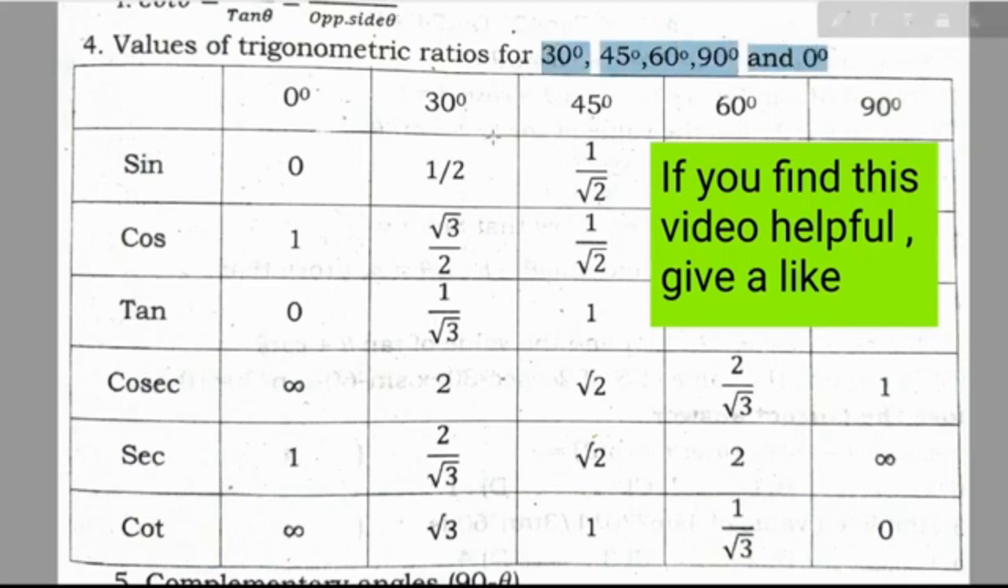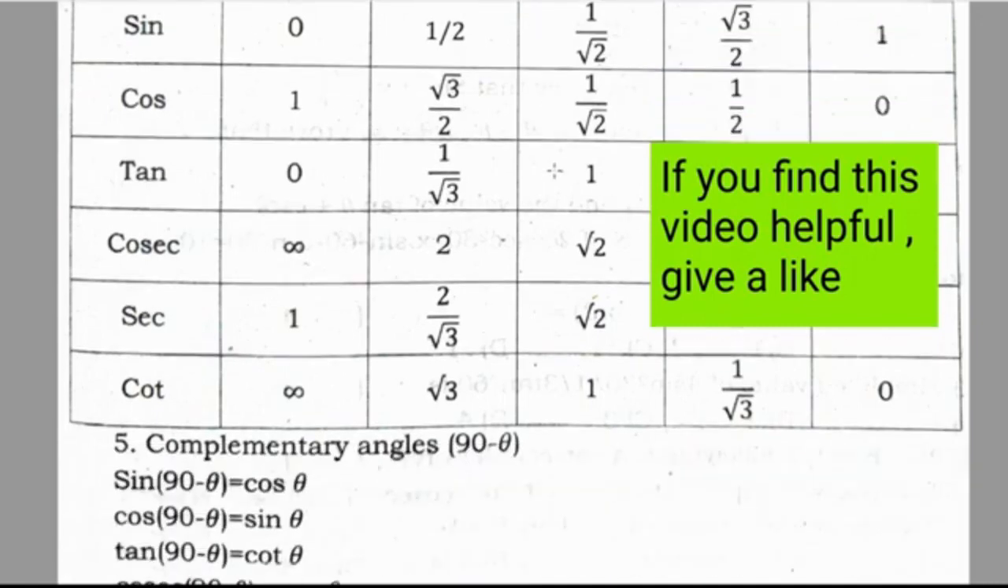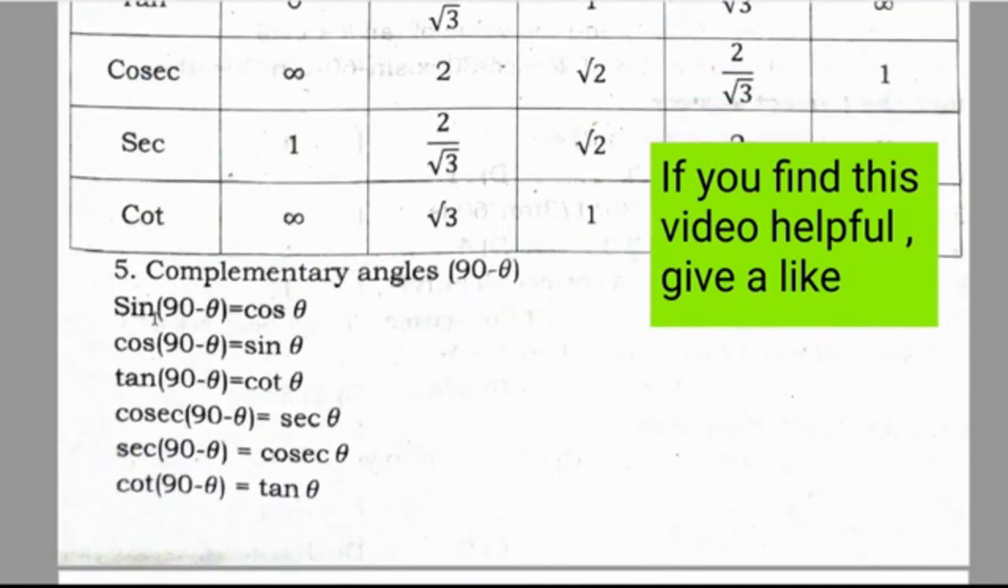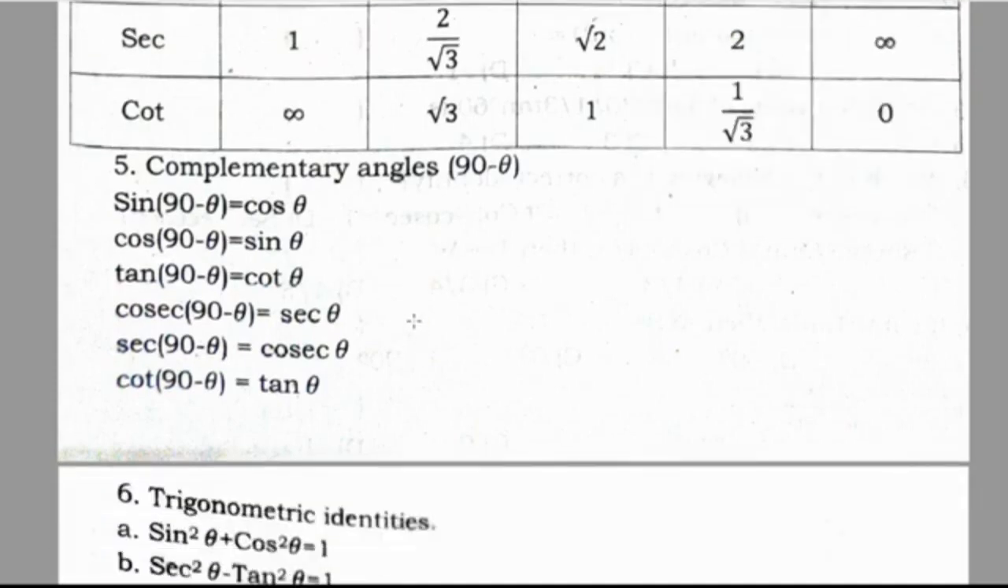Sin 0 is 0, sin 30 is 1/2, sin 45 is 1/√2, sin 60 is √3/2, sin 90 is 1. Similarly, go through all the trigonometric ratios, students. Now complementary angles: sin(90 minus theta) will be cos theta, and cos(90 minus theta) will become sin theta. The complementary angle of tan is cot, and cot is tan. Cosecant is secant, and secant is cosecant. So cot(90 minus theta) will be tan theta, already discussed.